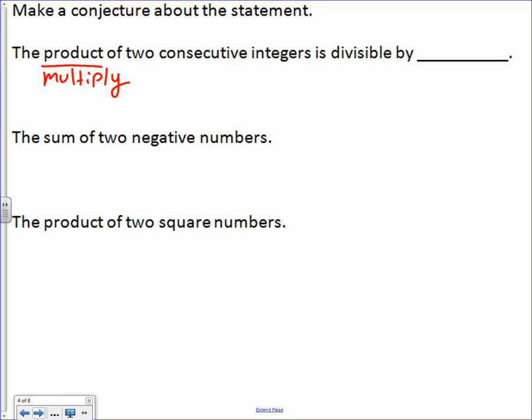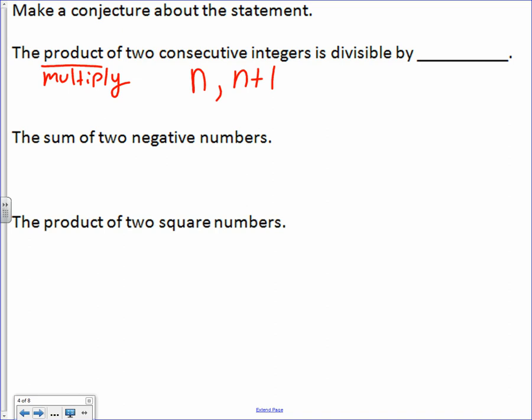Well, let's take a look at what 2 consecutive integers are. If we don't know what one of the integers is, then one of them we can always describe as n, and consecutive to n would be n plus 1. Consecutive integers would be numbers like 1 and 2, or 7 and 8. It's just adding 1 anytime that we have it. So here, the product of 2 consecutive integers is divisible by what?